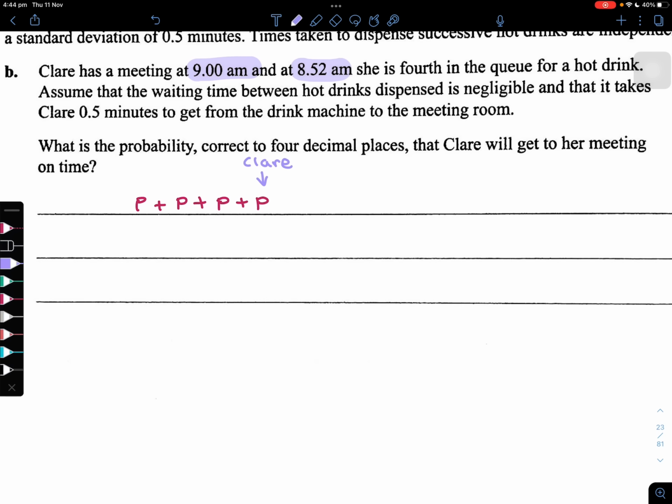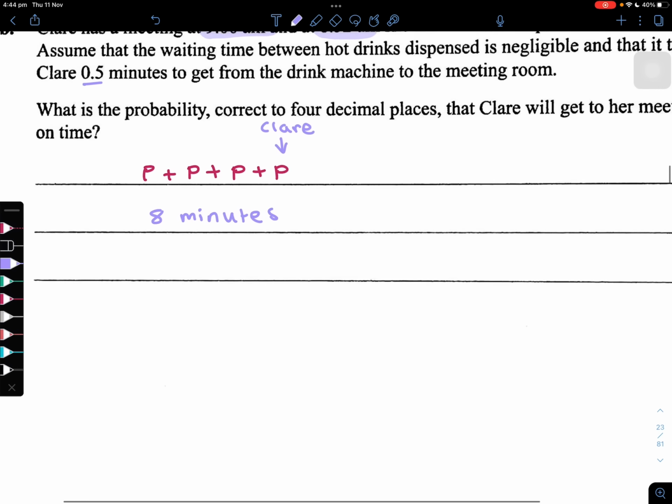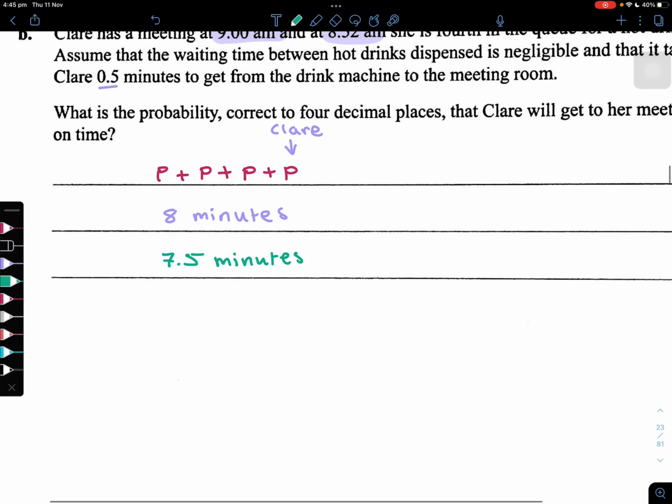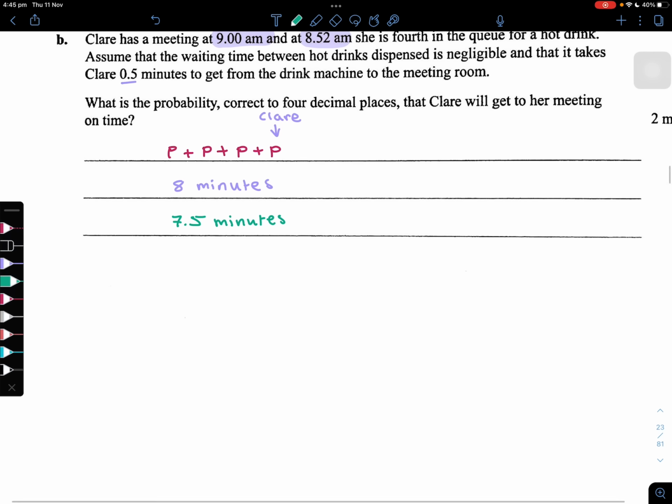So, from 9 a.m. to 8:52, we got 8 minutes. If it takes her half a minute to get from the drink machine to the meeting room, that means in reality we actually have 7.5 minutes. All the coffee and all the waiting needs to be done in 7.5 minutes or less, otherwise she's not going to make it in time. So ideally, what we work out is the probability of our x being less than 7.5.